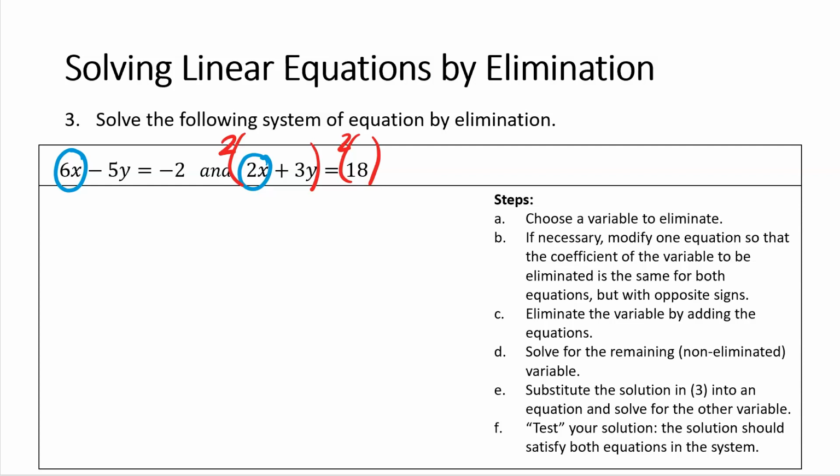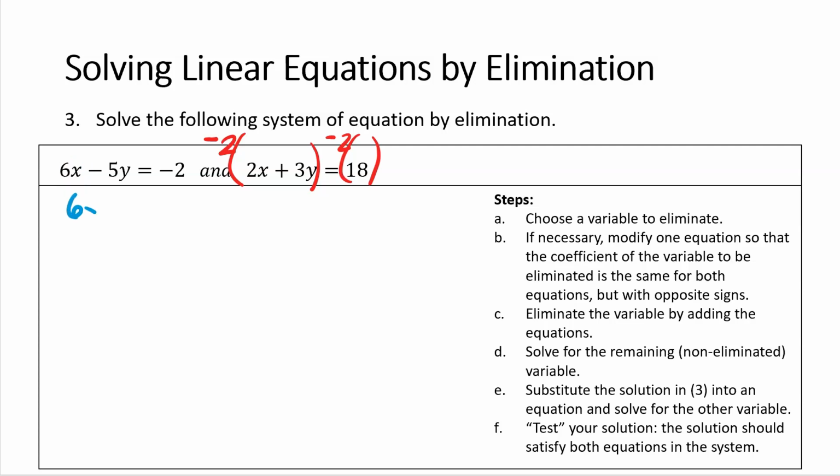Doing so will give you 6x, which matches the 6x in the first equation. And what we want to do is get that 6x, but we want to change the sign to be negative, so that when we add the equations, the x's will be eliminated. Let's go ahead and try that.